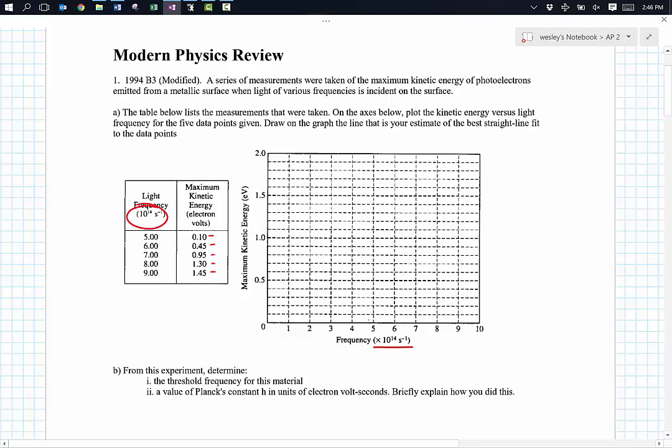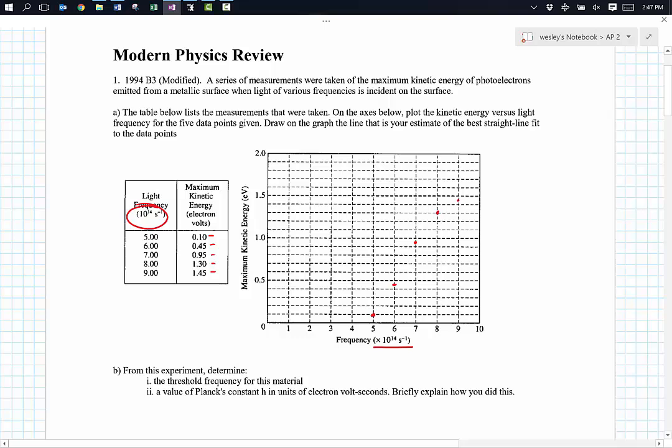So the first one is 5 and 0.1. There's my first point. The second one is 6 and 0.45, so that's halfway in between those two. The next one is 7 and 0.95. The next one is 8 and 1.3. The last one is 9 and 1.45. So it kind of looks like that.